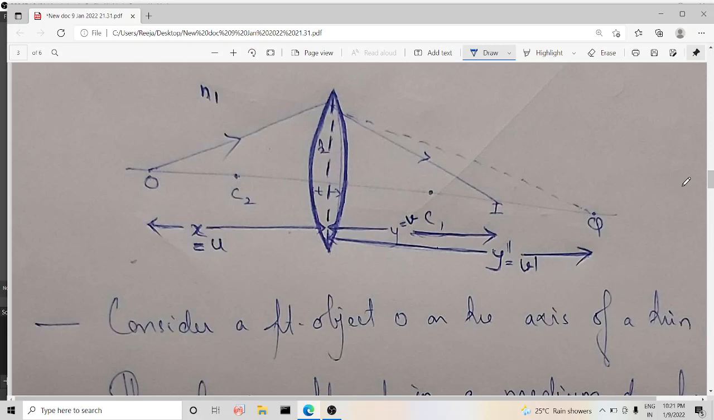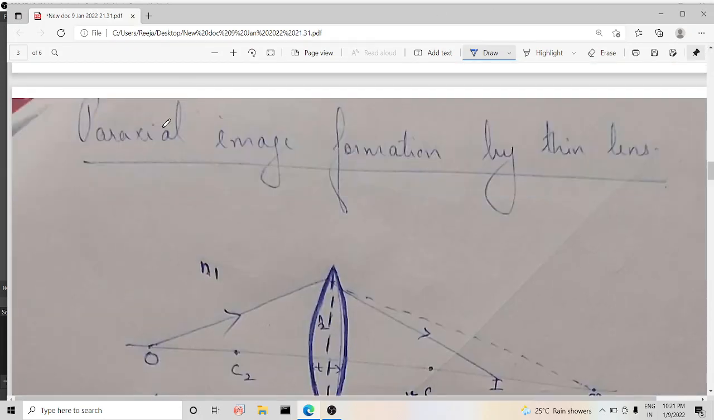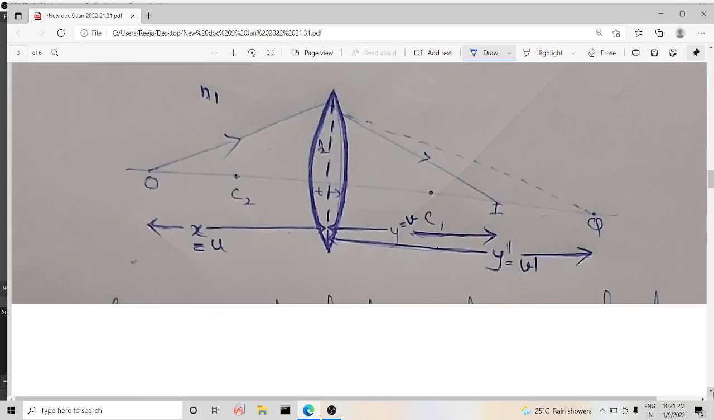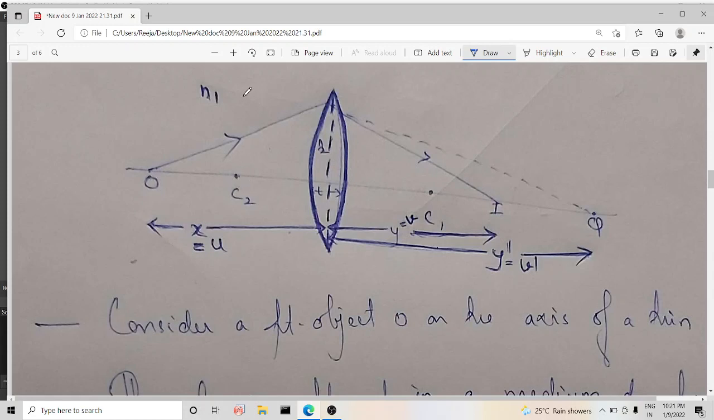So by defining the thin lens, we come to the paraxial image formation by thin lens. For that, we first consider a thin lens. The refractive index outside the lens is n1. The refractive index inside the lens, or the refractive index of the lens material, is n2. Now we consider a point object O, and C1 and C2 are the centers of curvature of either spherical surface, or face.